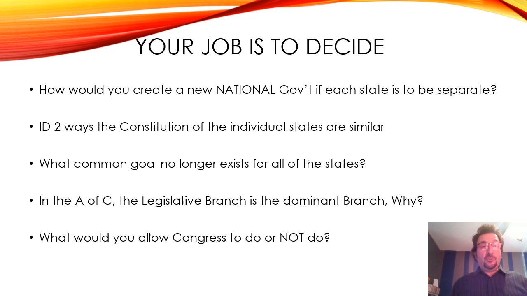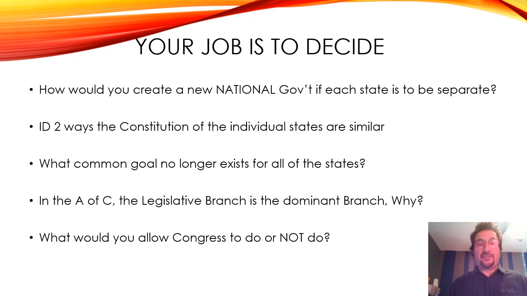Number 2, identify 2 ways that the constitutions of all of the 13 states were similar after the Revolutionary War. How are the individual states all similar? The third question: what common goal no longer exists for all the states? They're like, nope, we don't need to worry about that anymore.